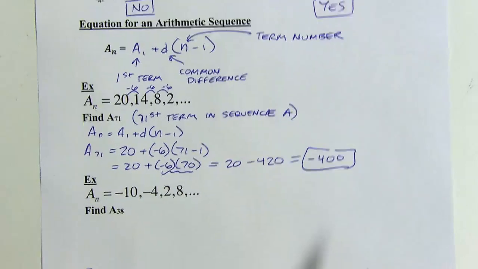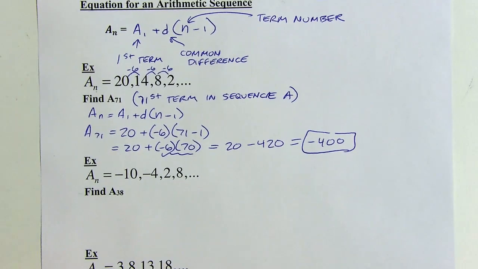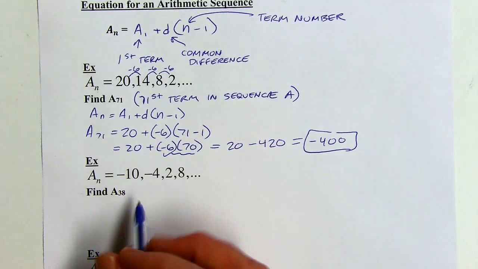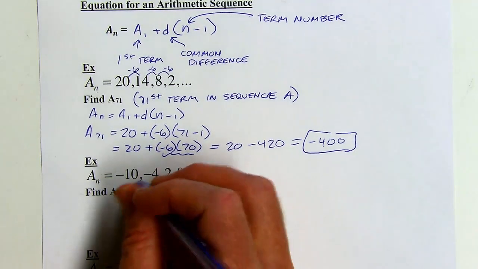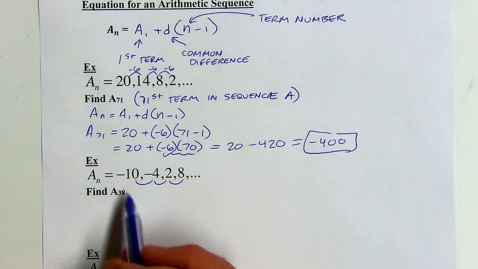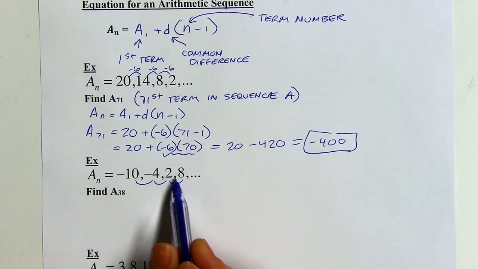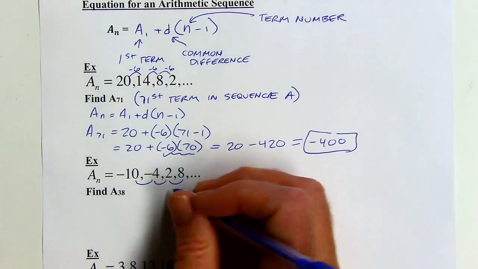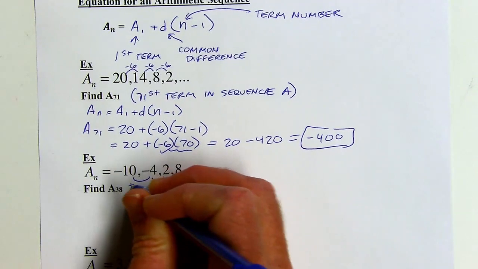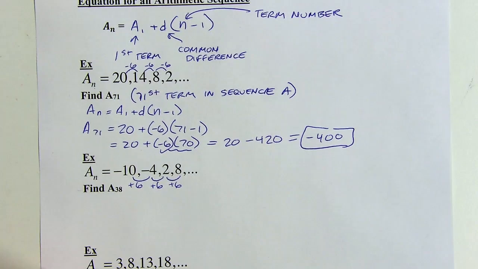All right, so let's try another. Using that same formula again, we're going to find A sub 38, the 38th term. So we're going to need to know what the difference is. Looking at these, I think the 2 and the 8 are the easiest to use. 2 plus something equals 8. Well, that would be 6. Then I just make sure it works with the rest of these, and it does. So my common difference is going to be 6.